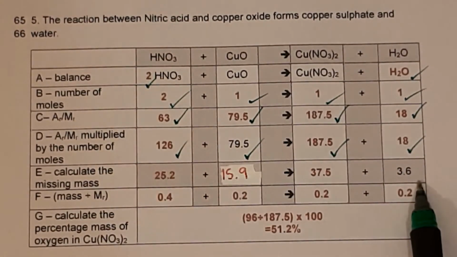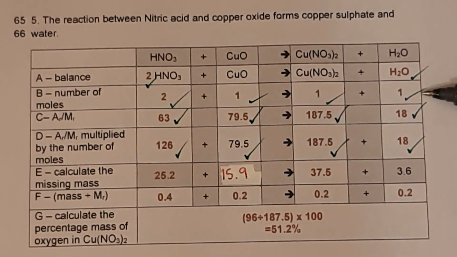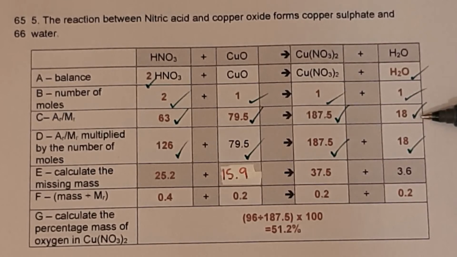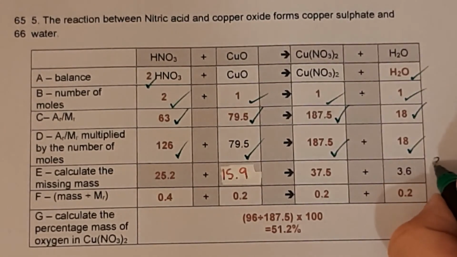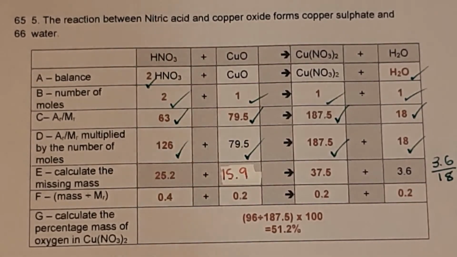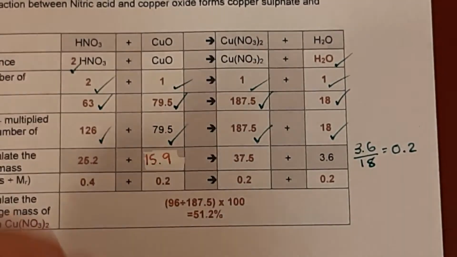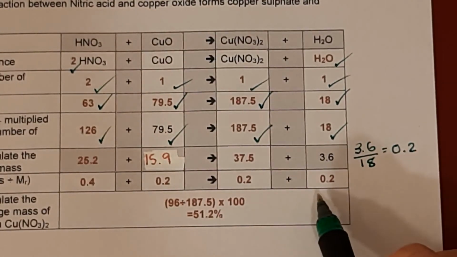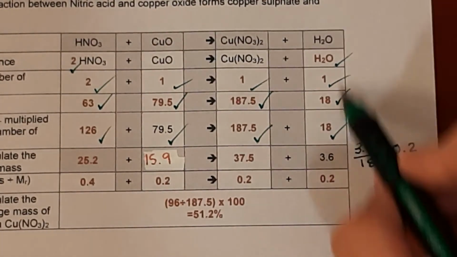So if we do it for the one where we have the missing mass of 3.6, okay, so we take our number of moles, which is 1, multiply it by the relative molecular mass, which is 18, which means that for 1 mole of this, it would be 18 grams. Now we have 3.6 grams. So to work out how many moles there are, we can divide those two. So 3.6 grams divided by 18 gives us 0.2. Let's just show that on screen. Okay, so that tells us that we have produced 0.2 moles of water.